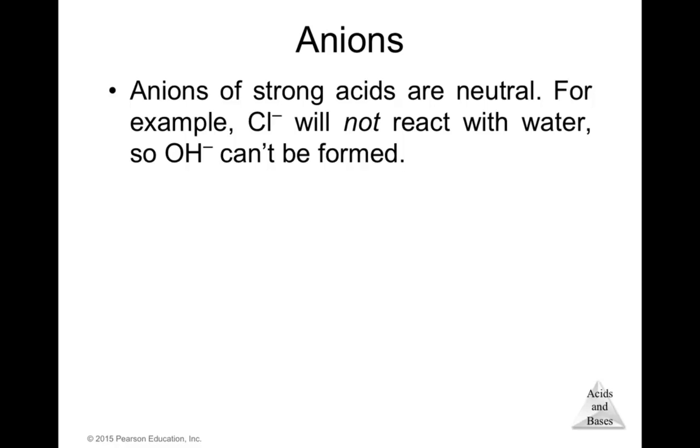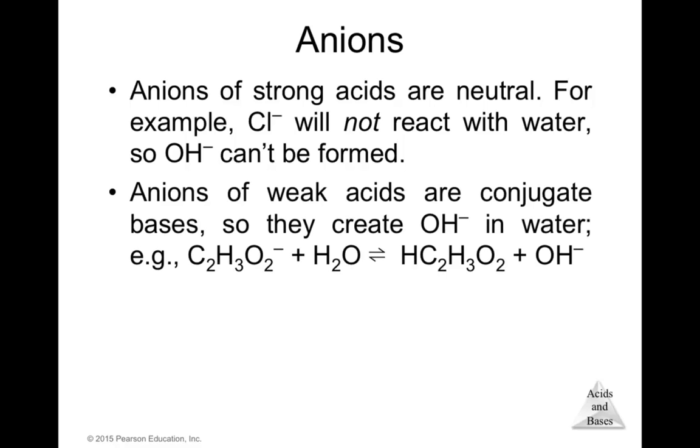Okay, so when you use a strong acid, remember that it dissociates completely, and because of that, that chloride is not going to react with water to produce HCl again, because HCl is really strong. Now, when we have anions of weak acids, or conjugate bases, they create OH in water, because that conjugate base is going to react with water, and because it's a base, it's going to produce OH. So that base will react with water.